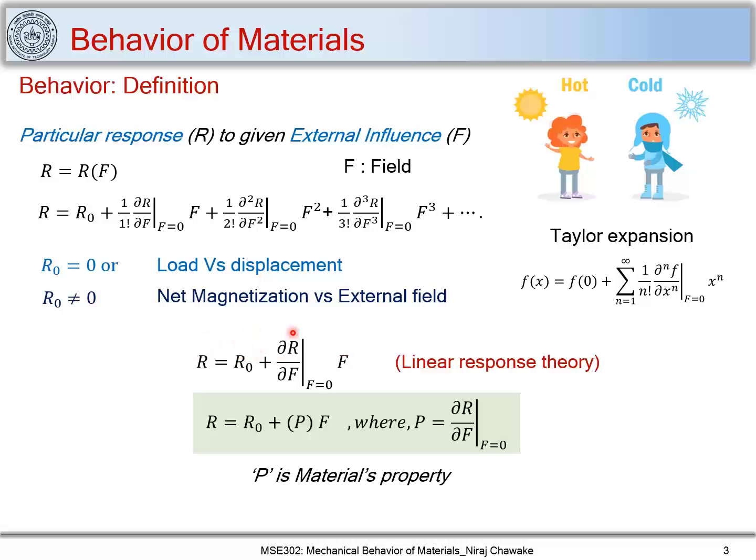So I modify this term as R equal to R naught plus P into f, where P I call a change in R with change in f, when f is tending to 0. So this P is nothing but your material's property. So the behavior of materials, we understand it as a response to an external influence or to an external field.